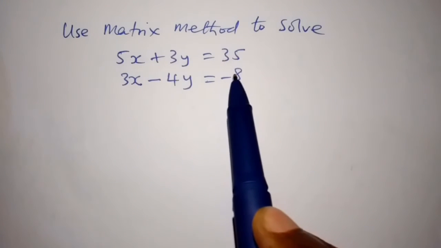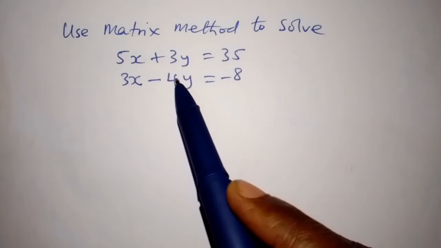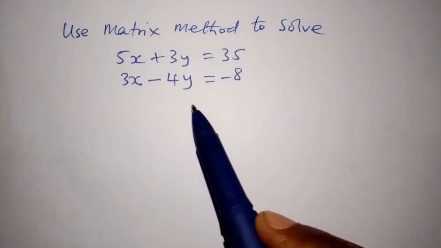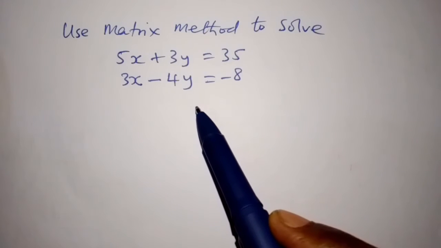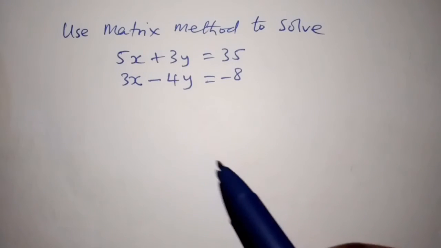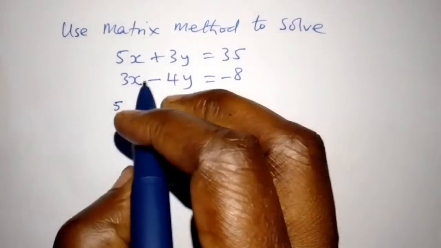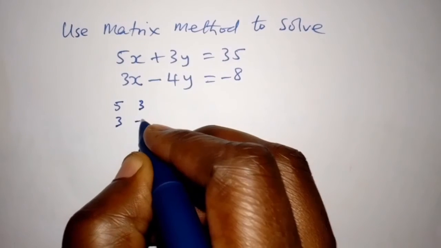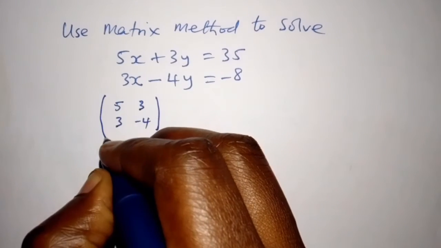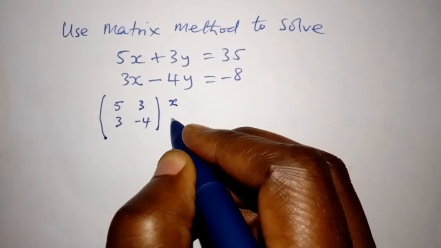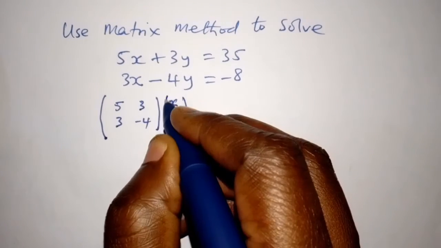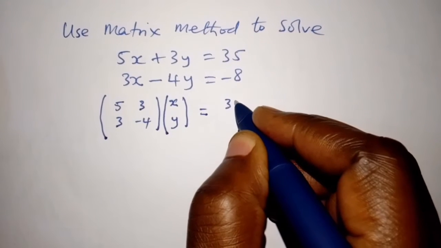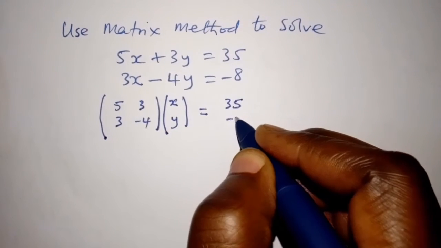Use the matrix method to solve 5x plus 3y is equal to 35, and 3x minus 4y is equal to negative 8. We can write this equation as the matrix 5, 3, 3, negative 4, times the matrix x, y, is equal to the matrix 35, negative 8.